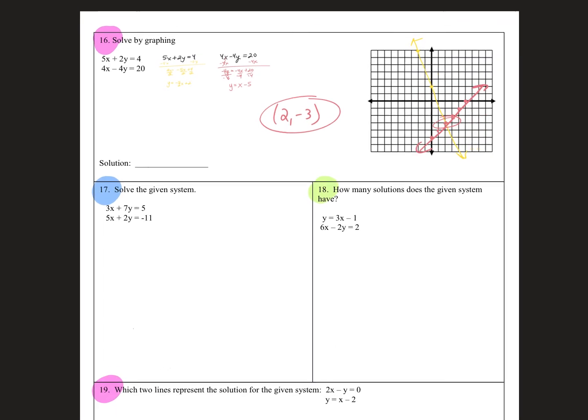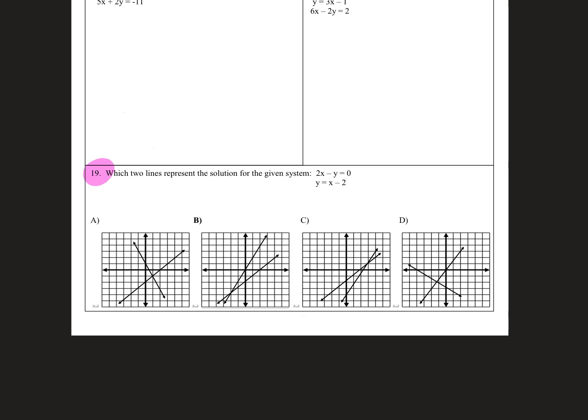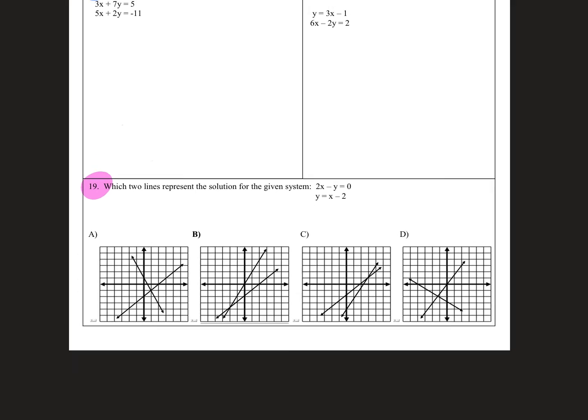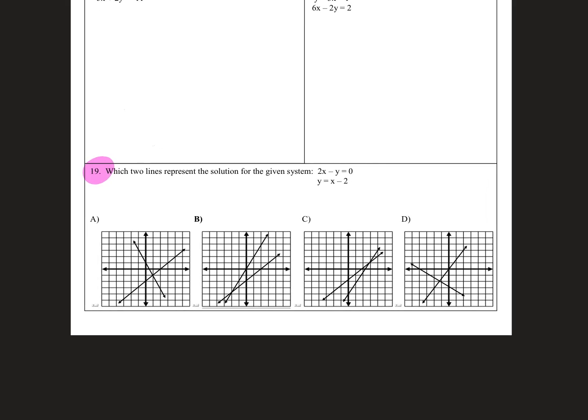17. What's 17 set up well for? Elimination. What about 18? Substitution. What's the other one that you taught us? Graphing. Elimination, substitution, graphing. That's it. Now, in a question like this, guys, what's a couple ways that you could attack a problem like this? You could use substitution and figure it out, and then figure out which graph it is.